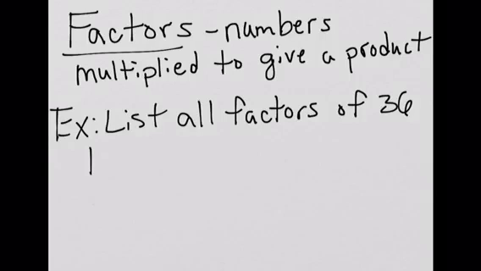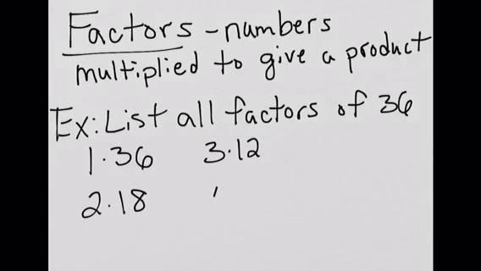Well, let's start with the obvious: 1 times 36. Then we got 2 times 18, 3 times 12, 4 times 9, and then last 6 times 6. So those are all of our factors of 36. Those are all the numbers that multiply to give me 36.